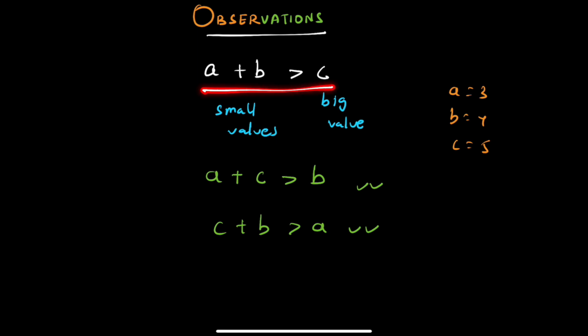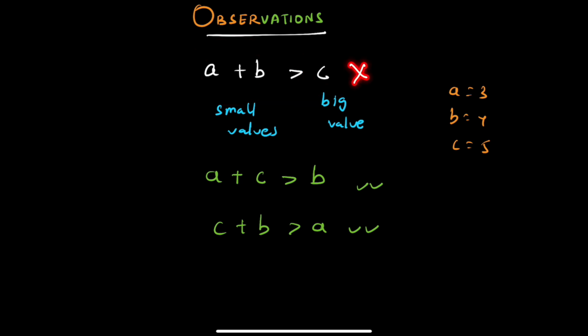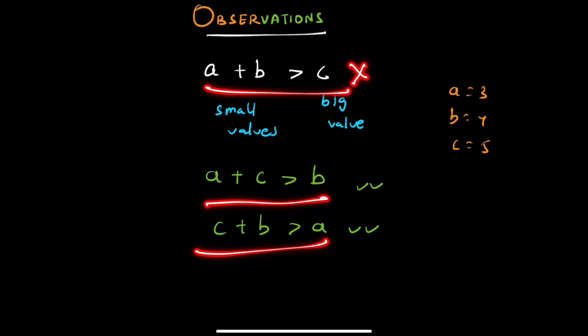Now, what does this condition say? Upon addition of two small values, it should be greater than the big value. Then only we can form a valid triplet, right? But if this condition fails, we need not be checking the other conditions, right? Because this is the base equation.